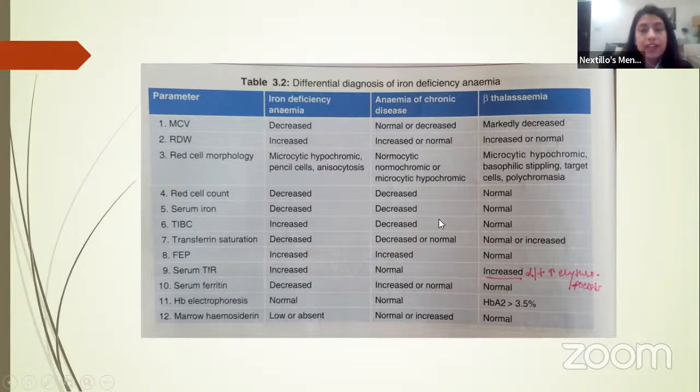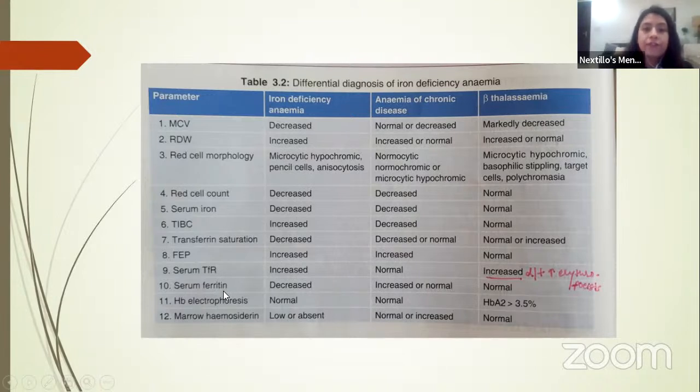Okay. How do we differentiate? Serum iron will be decreased in both iron deficiency and in chronic disease, whereas it will be normal in thalassemia. There is no dearth of iron in these patients. In fact, mostly we find it increased. Transferrin saturation again will be decreased in iron deficiency anemia, whereas it is normal or increased because there is normal amount of iron in these patients.